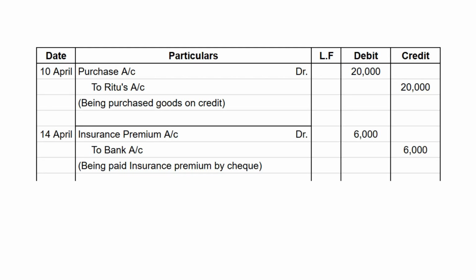14th April, insurance premium account debit 6,000 rupees, to bank account 6,000 rupees, and the narration is being paid insurance premium by check. Next.